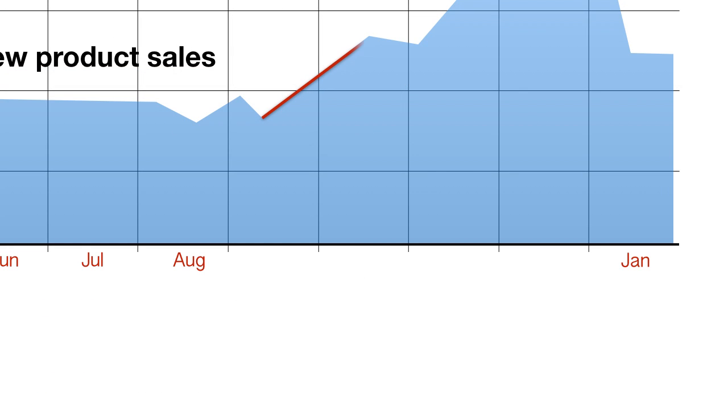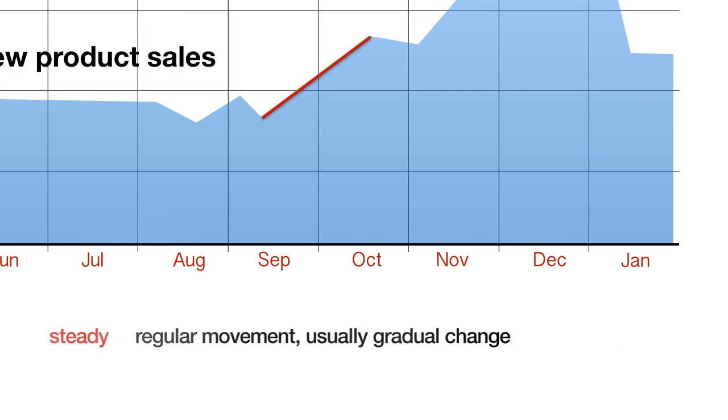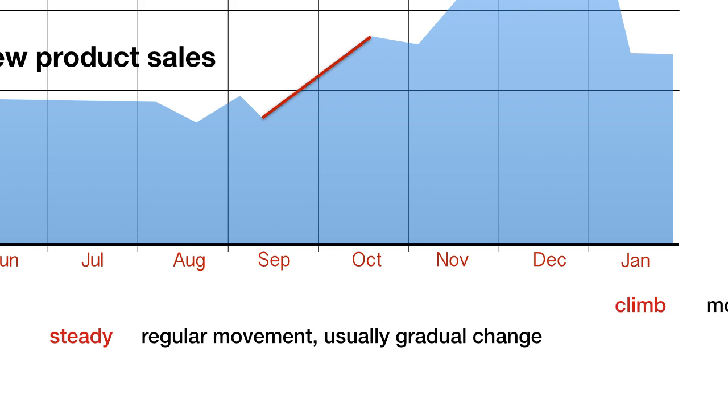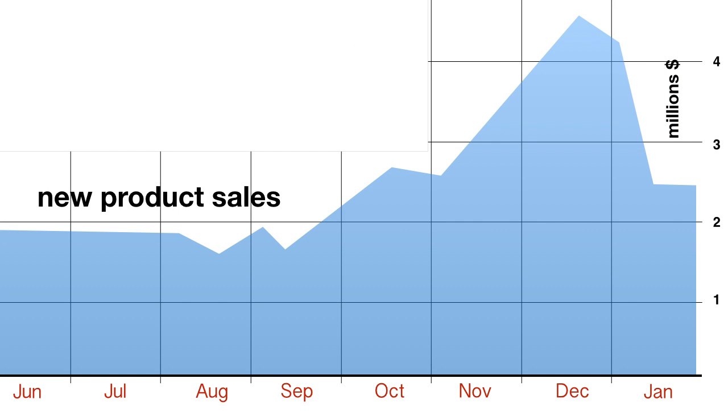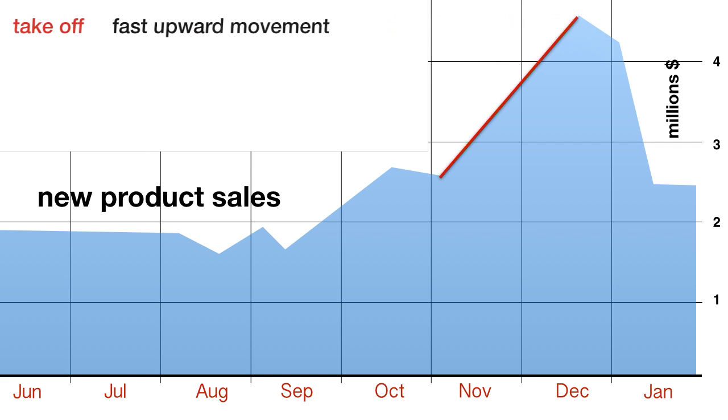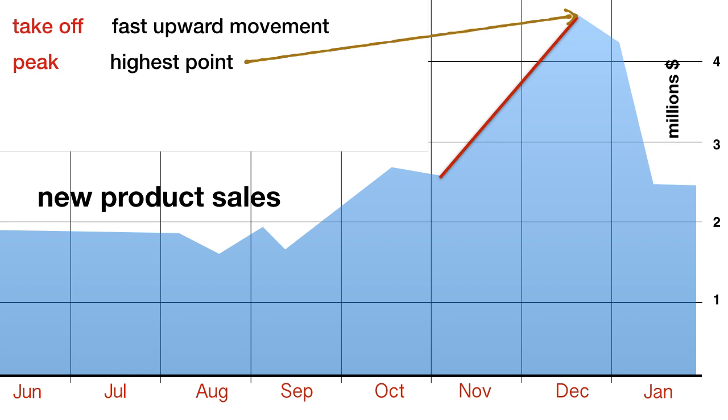Right, the next movement is definitely an increase, and I use the verb to climb. Sales climbed. You can actually use the noun to climb also in this description. Then I explain the next movement as it remained steady. This means no change or very little change. And then sales really took off. That is a fast upward movement. The verb is to take off, like a plane that takes off.